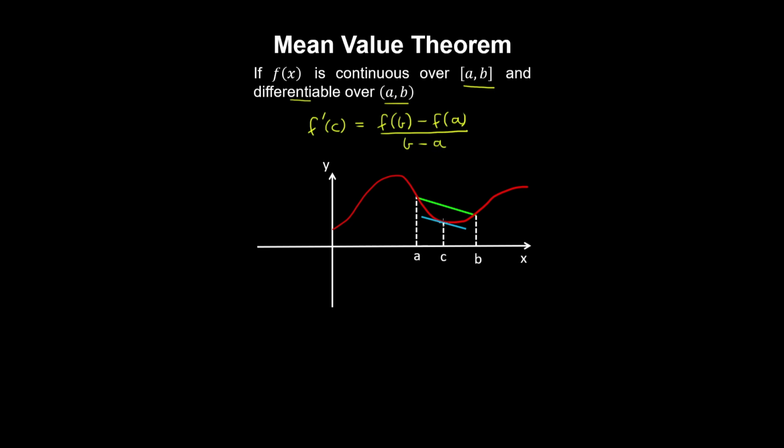And this can be observed here, where the slope of the tangent to the curve is equal to the slope of this secant line. Note that this can be true at more than one point. For example, if the function looks something like this, then you can find more than one point where the slope of the tangent line is equal to the slope of the secant line.